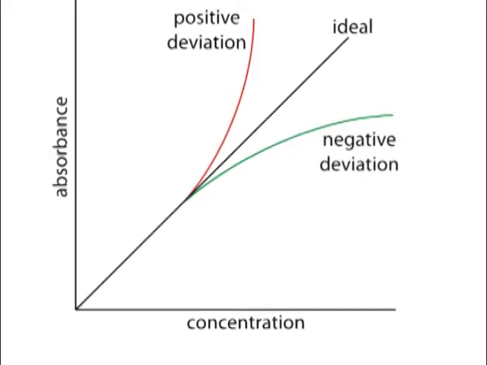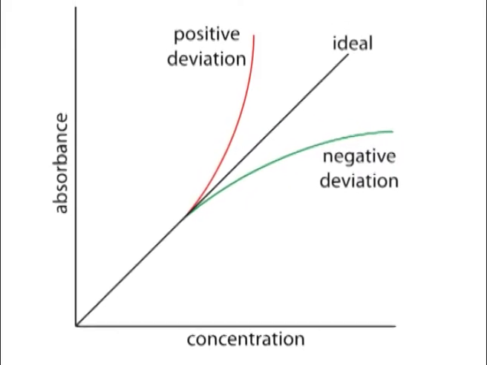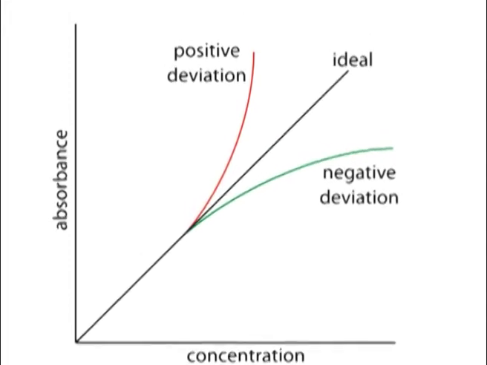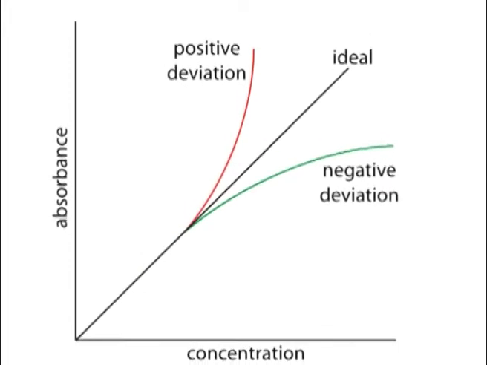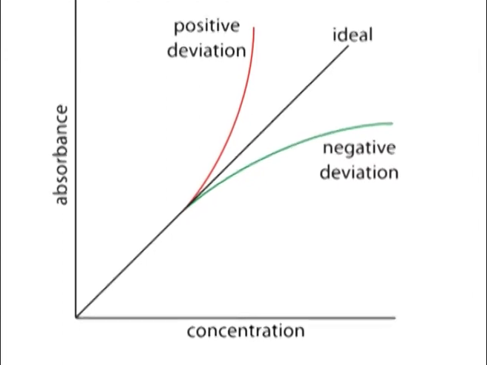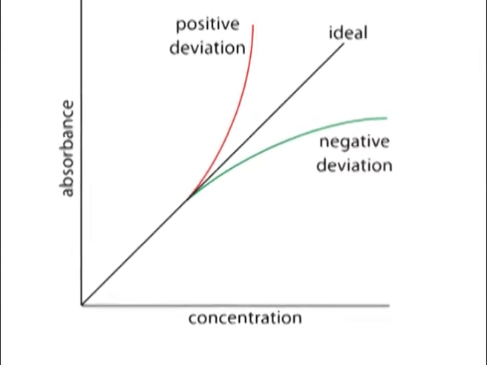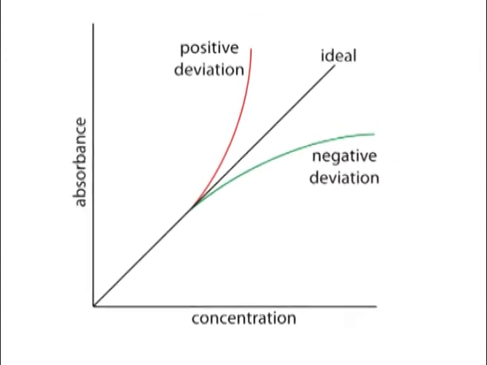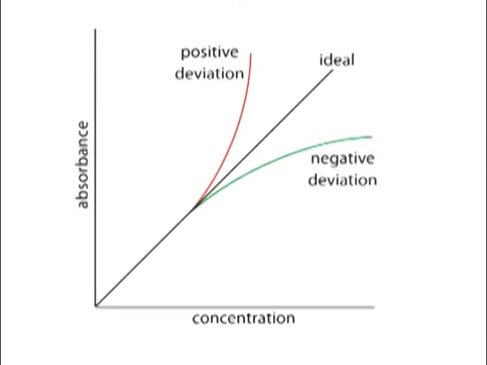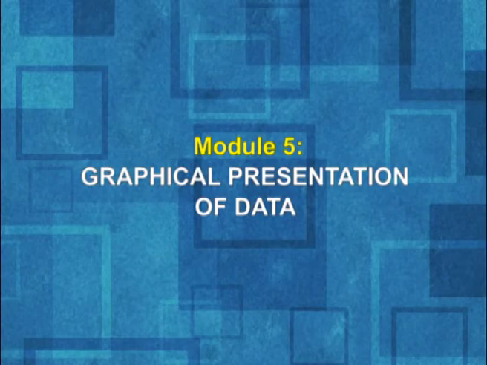Now we will see types of deviation. First is positive deviation. It occurs when a slight change in concentration leads to large change in absorbance. Second is negative deviation. It occurs when large change in concentration leads to small change in absorbance. Next module is graphical presentation of data.